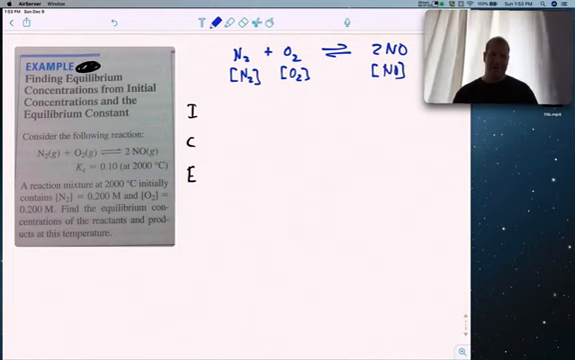Nitrogen plus oxygen makes 2 nitrogen monoxides. Kc is 0.1 at 2,000 degrees Celsius. The initial concentrations of N2 and O2 are 0.2 molar. What is the equilibrium concentration of the reactants and the products at this temperature?